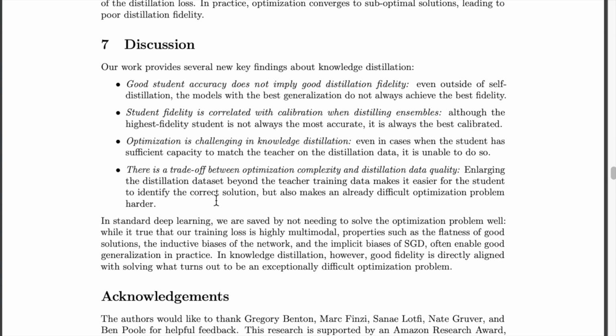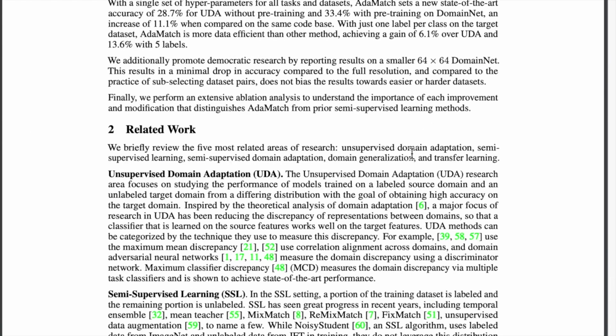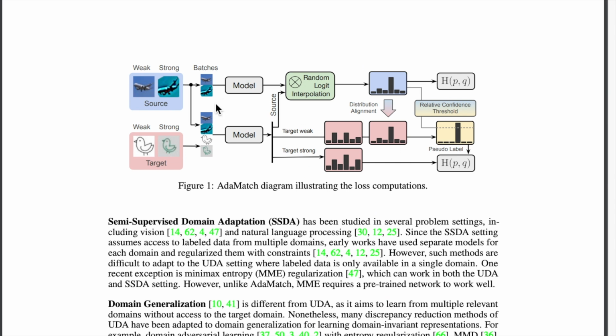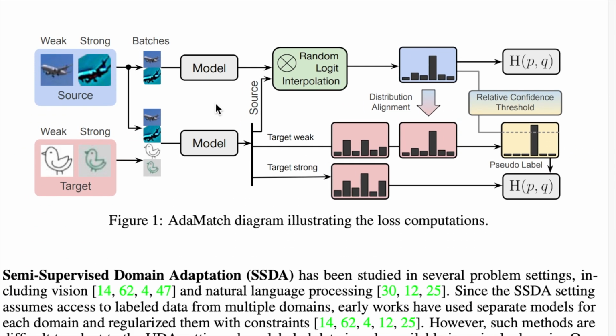With this learning algorithm. AdaMatch, a unified approach to semi-supervised learning and domain adaptation, is the latest installment in the series of the ReMixMatch and FixMatch algorithms. So the high-level overview of this algorithm is that we're in the semi-supervised learning setting where we have a small set of labeled data and then a large set of unlabeled data.